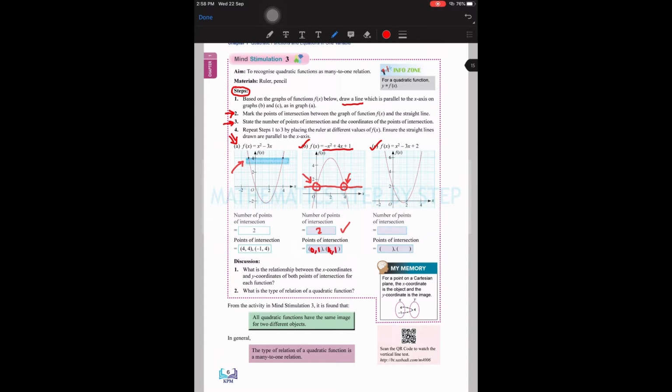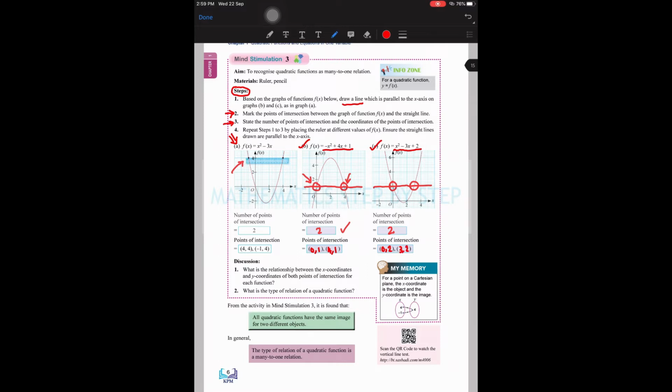Okay? Then let's repeat these steps for part C. So part C, f(x) equals x squared minus 3x plus 2. So now I will draw the straight line here. Okay? And then we can see that this is the first point of intersection. This is the second point of intersection, okay? So there are 2 points of intersection, okay? And the first coordinate is (0, 2). The second coordinate is (3, 2), okay?